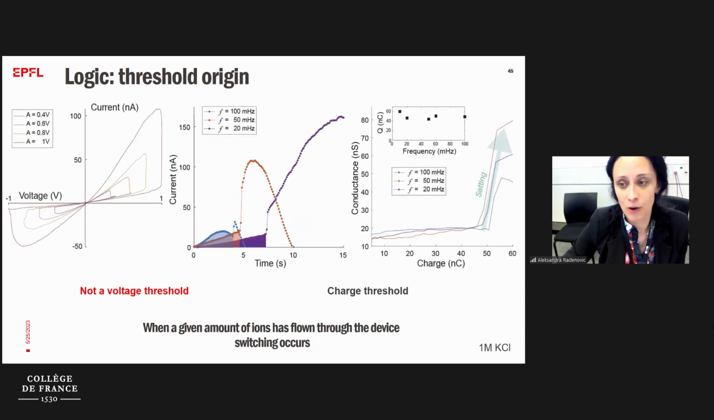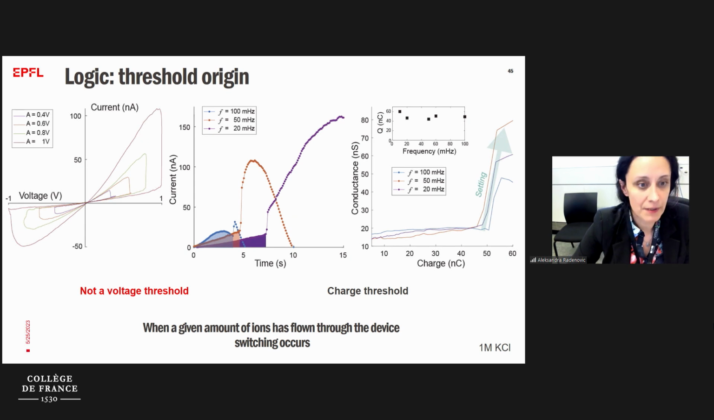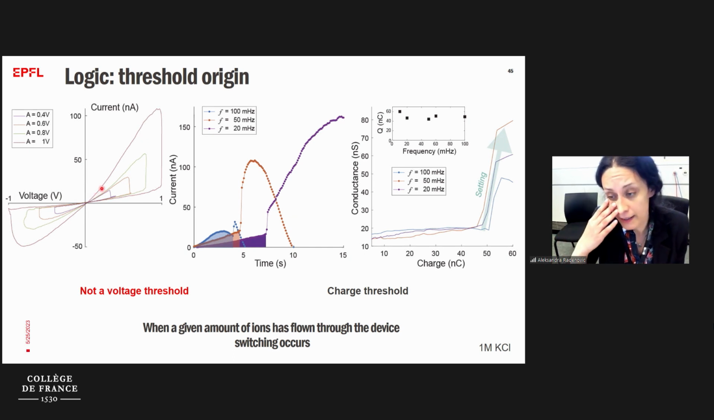To understand the origin of this behavior, we performed an experiment in which we changed the amplitude of the voltage, and we see that the voltage at which the switching occurs depends on the bias amplitude. Therefore, it is not possible to define a clear voltage threshold, and this means that we can likely rule out many-body effects and a second Wien effect as the underlying mechanism. What we have here is likely related to accumulative charge.